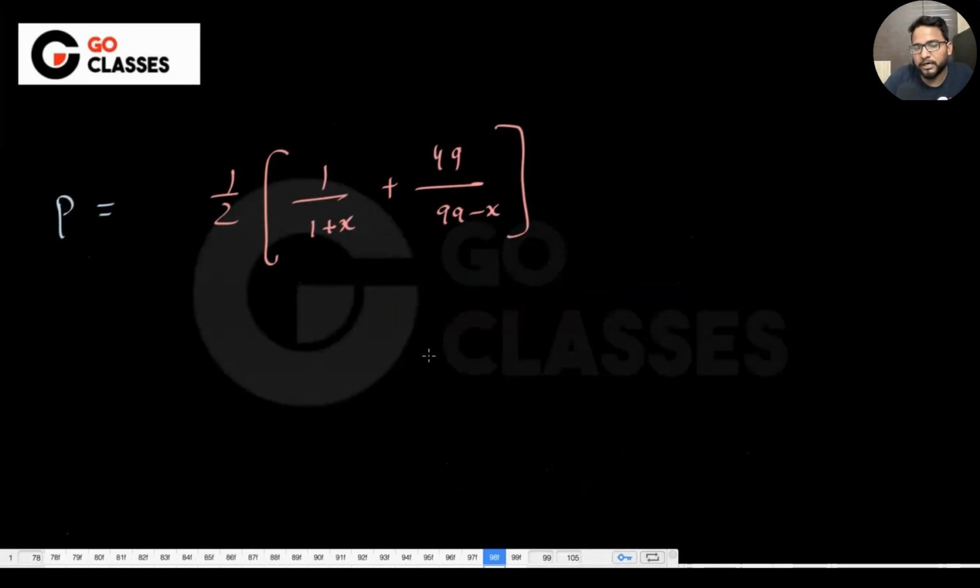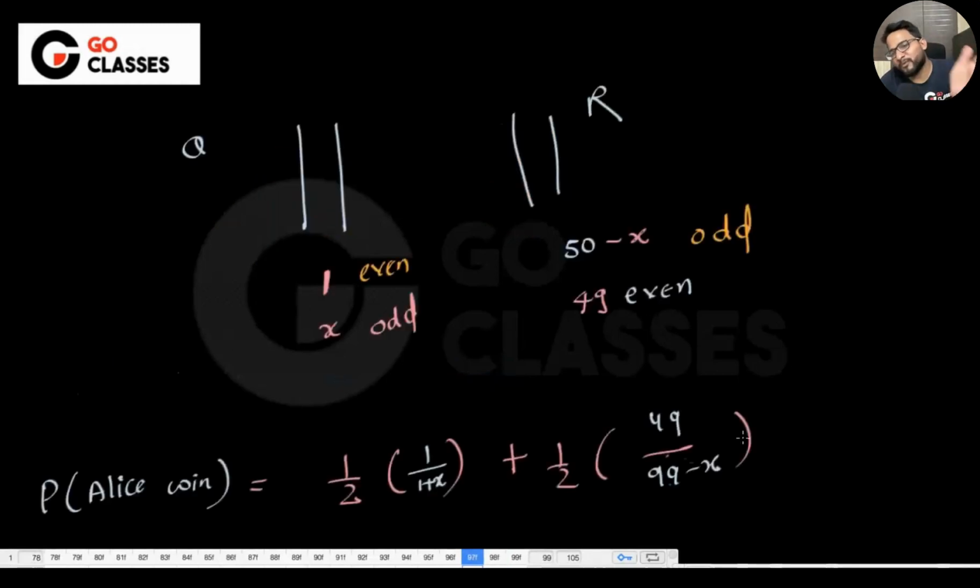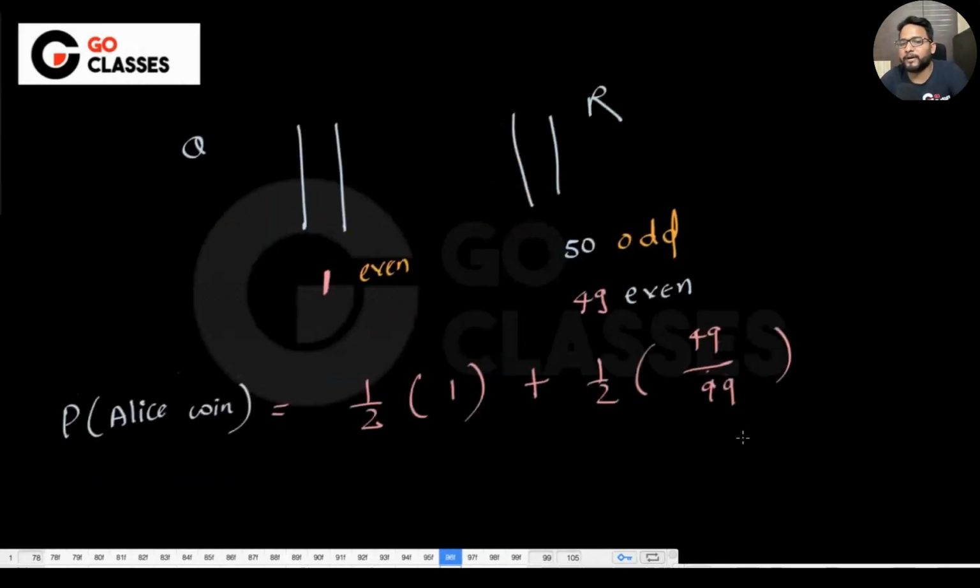Let's just differentiate it. Maybe you can do it later. If you differentiate with respect to x, you want to choose x such that this probability is maximum, right? If you do this, you will just get x equal to 0. Which means there is no need to shift any elements from here to here. It is best that you keep it as it is.